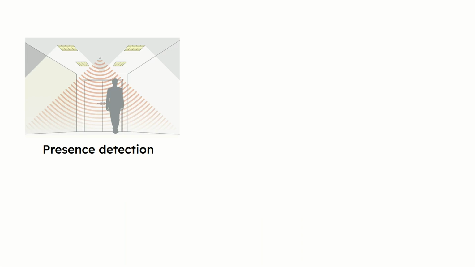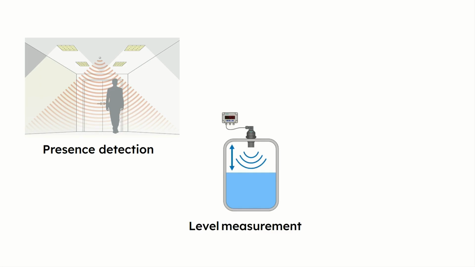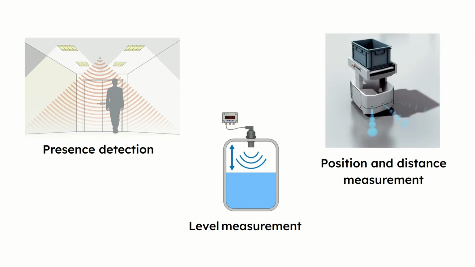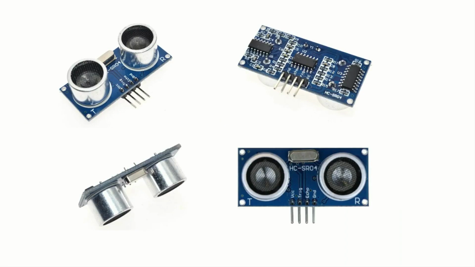But when should you consider using an ultrasonic sensor? They are best suited for non-contact detection such as presence detection and level measurement. They are great for measuring liquid levels, position and distance measurement such as collision avoidance in robotics, especially in applications where objects move slowly. Now let's take a closer look at one of the most popular ultrasonic sensors, the HC-SR04.